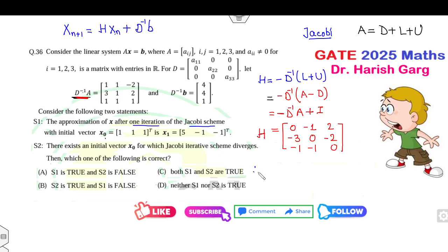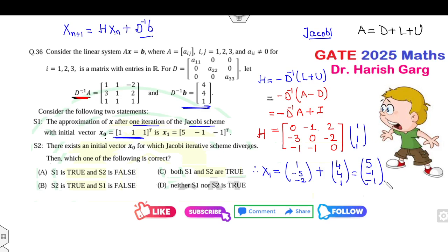Fine. So therefore, what is the value of x1? H into x0. x0 is my 1, 1, 1. So if you multiply this by 1, 1 and 1, you will get 1, minus 5, minus 2, plus D inverse b. D inverse b is my 4, 4, 1. So the answer is 5, minus 1, minus 1. So yes, this option is my correct option. So B option cancel, D option cancel.